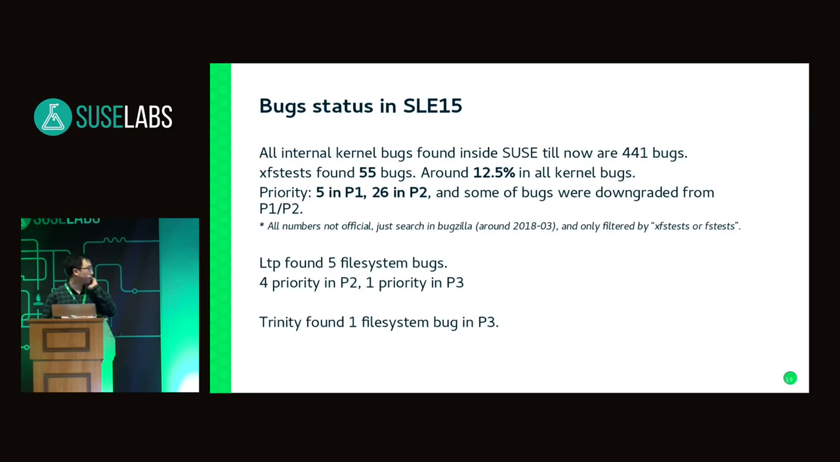Also, meanwhile, LTP found 5 system bugs, and Trinity also found one by fuzzing test. During that time, I was in charge of XFS and I found a lot of bugs there. I think maybe next time I will put more focus on the BtrFS part.